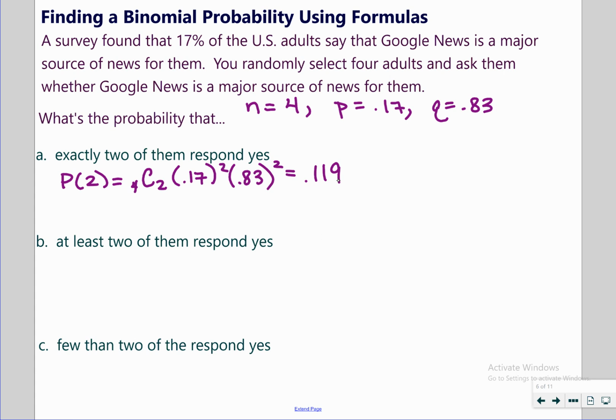Okay. If we change it now and say at least 2 of them respond yes. So at least 2 could be 2 or 3 or 4. And when we use the word or, what are we doing with probabilities? Adding them. So you're going to do this 3 times. And we already have one of them. That one's done for us, 0.119. Okay, but you're going to find the probability that it's exactly 3 people, the probability that it's exactly 4 people, and then we're going to add all of those up. And that's the probability that at least 2 will respond yes. And then I'll let you guys try the last one on your own. Okay, I'll give you a minute.